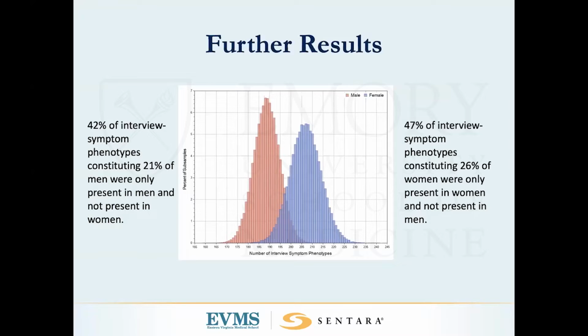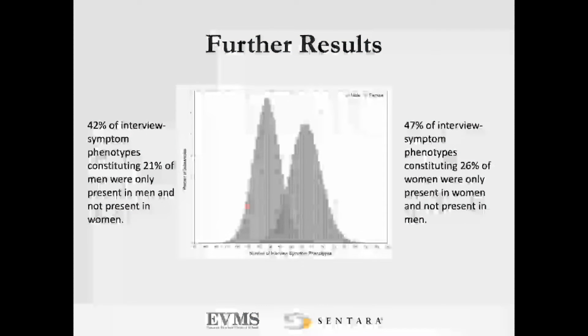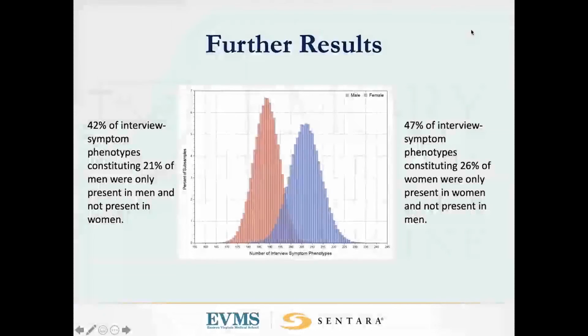Furthermore, 42% of the interview symptom phenotypes, constituting 21% of men, were only present in men and not present in women. This is with the subsampling technique. Whereas 47% of the interview symptom phenotypes, representing 26% of the women, were present in women and not present in men.